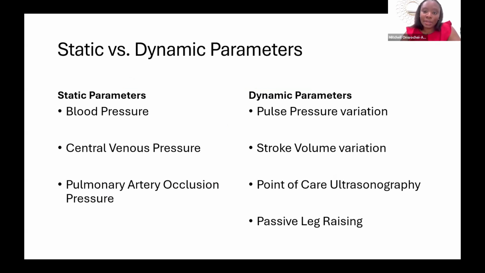Whereas a dynamic parameter gives you more information. It tells you what a patient's physiologic response is to an applied stimulus, such as volume resuscitation. So it tells you if I give volume to this patient, the patient will react like this. It will either improve with stroke volume or not improve with stroke volume. So more experts are recommending that we move away from static parameters and focus more on dynamic parameters. So examples of the dynamic parameters are your pulse pressure variation, stroke volume variation, and you can also get a lot of parameters from point of care ultrasonography as well as with passive leg raising.